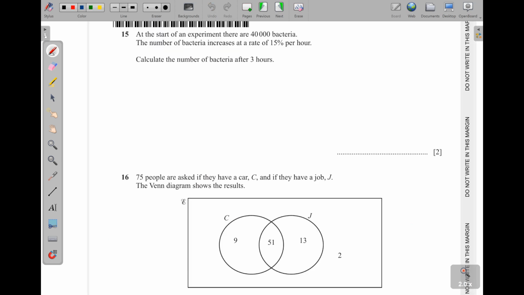Question 15. At the start of an experiment, there are 40,000 bacteria. The number of bacteria increases at a rate of 15% per hour. Calculate the number of bacteria after 3 hours.